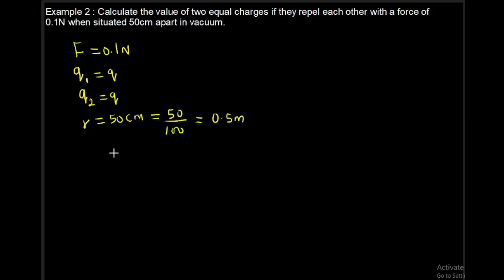Now we bring out our formula. We're looking for Q here. So we are going to have F equals K Q1 Q2 over R squared. We plug in our values. F is 0.1, so we have 0.1 equals K, which is 9 times 10 raised to the power 9, times Q1, which is Q, times Q2, which is also Q, since the two charges are equal.